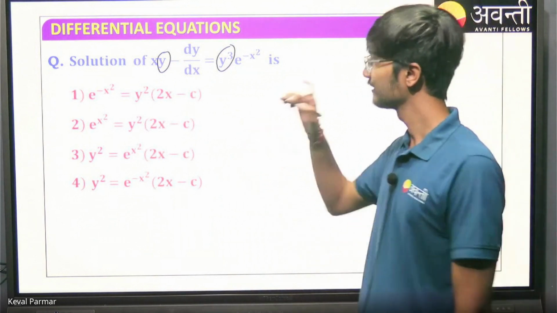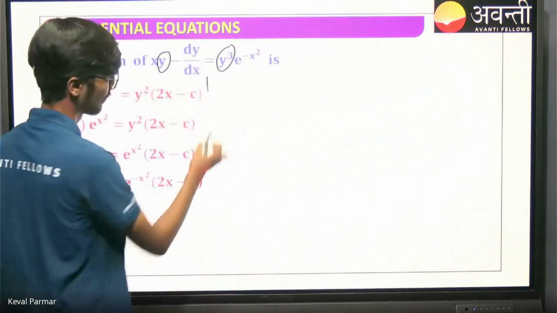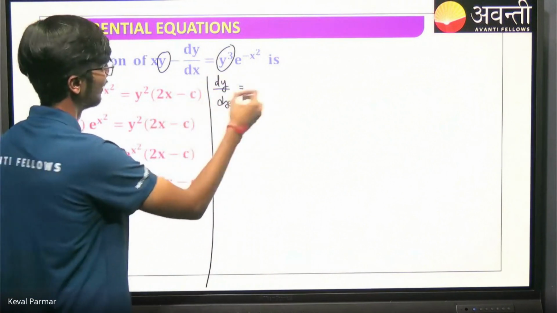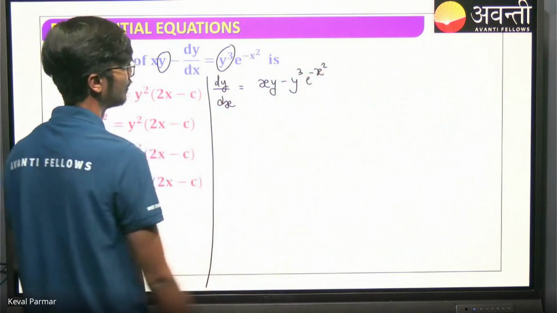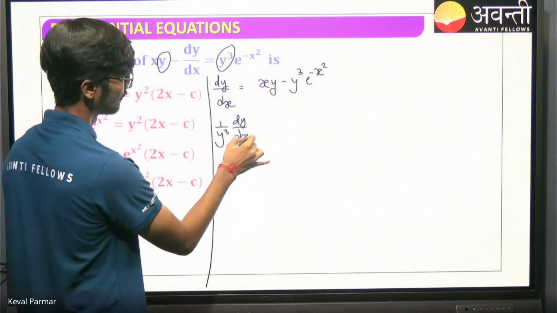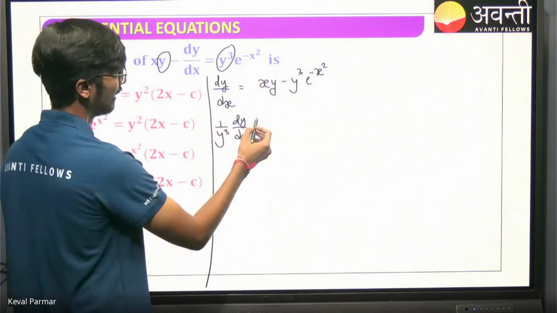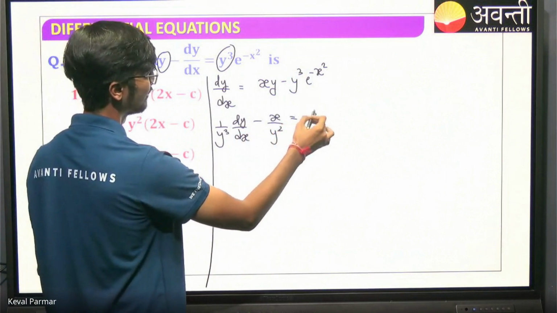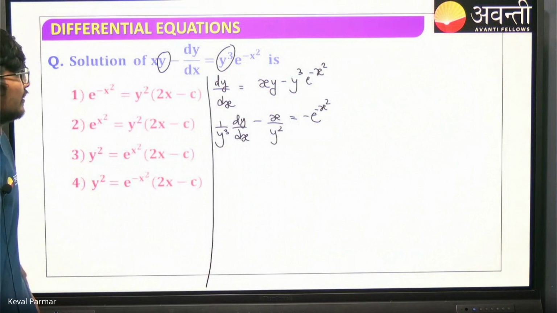See, first let us write into the acha format. That means I'll get dy by dx is equals to xy minus y cube e raised to minus x square. If I divide by y cube, I get 1 upon y cube dy over dx. Should I bring this to the left? Yes. So it will be minus x upon y square is equals to minus e raised to minus x square. Right? I divided by y cube and adjusted simultaneously.